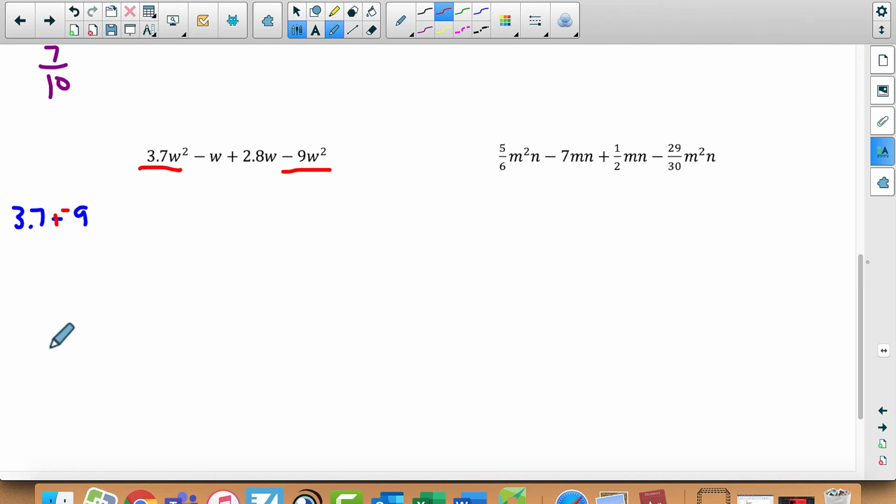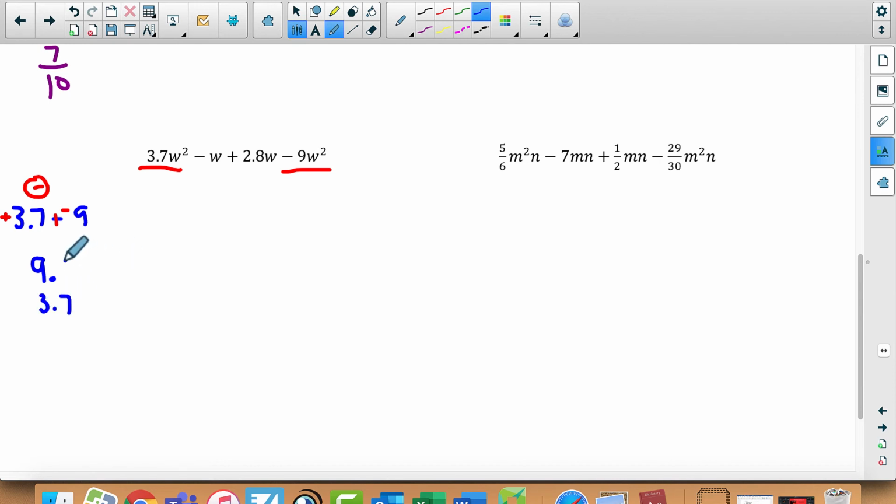What do you have more, positives or negatives? I have 3.7 positives, 9 negatives. I have more negatives. I know my answer is going to be negative. Should I be adding or subtracting? This is a plus and this is a minus. Different signs. I should be subtracting, right? Do I go 3.7 minus 9? No. Start with the big number. So I start with the 9 and I subtract 3.7. 9 has a decimal right here. Line up your decimals.